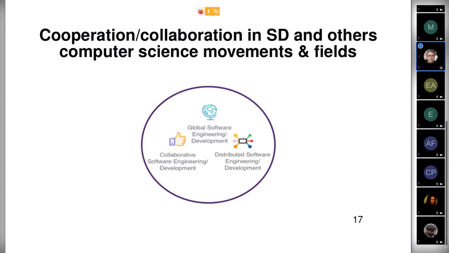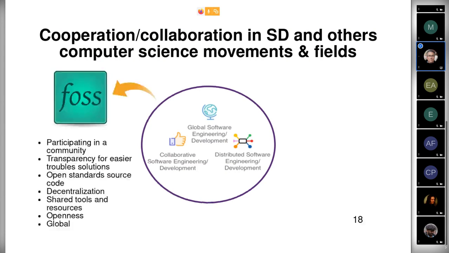Well, collaboration and cooperation in software development are also related to two other movements in computer science. The first one, as you have noticed during my two talks, is the free and open source software philosophy, or movement in this case, precisely because cooperation and collaboration share a lot of the principles of the free and open source software philosophy.